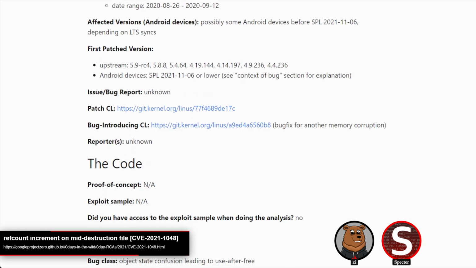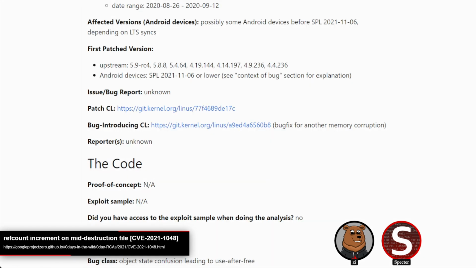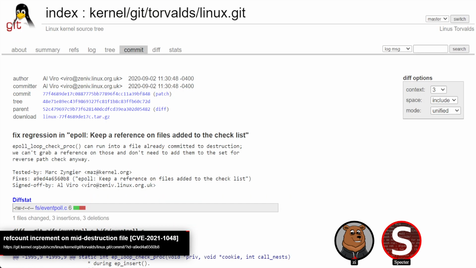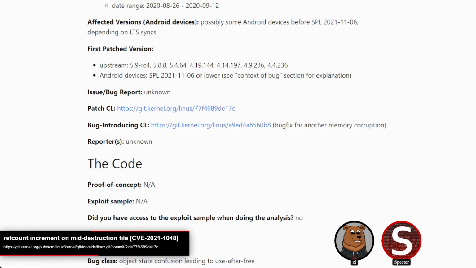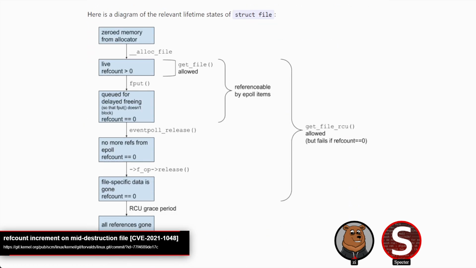The previous vulnerability that they tried to fix was an issue where it was possible for the ep_loop_check_proc function for epolls to iterate file descriptors attached to it and end up adding non-epoll files to an internal list that gets checked. But there was a race condition because it was possible for those non-epoll files to get closed while they were still being checked. So in an attempt to fix that, they tried to do reference counting on the file before they add it to the list. They used these get_file and put_file calls to do that ref counting so that the file wouldn't get deleted while it was being used.